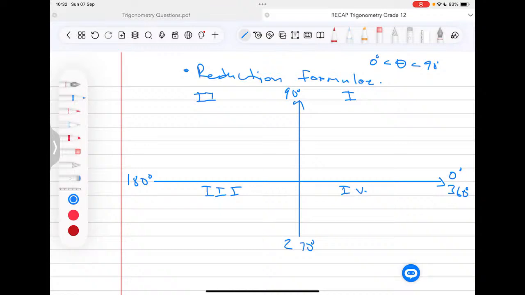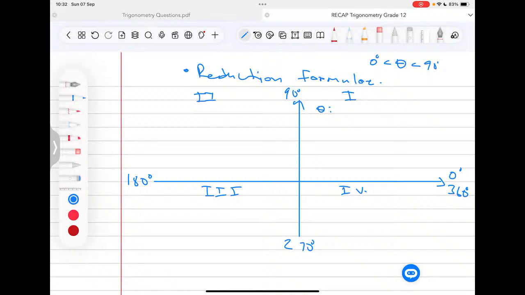So in the first quadrant, we have an angle theta. Remember, our angle theta is between 0 and 90 degrees. Now, this means that when you see an angle that is between 0 to 90 degrees, say 10 degrees, 5 degrees, 20 degrees, 30 degrees, 45 degrees, 80 degrees, all those angles are acute angles. They are in the first quadrant. So they will be represented by a theta.